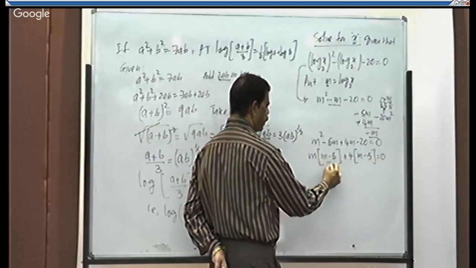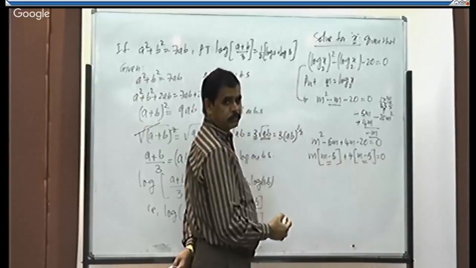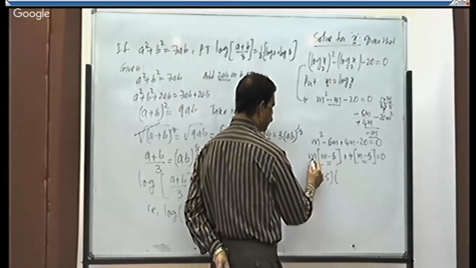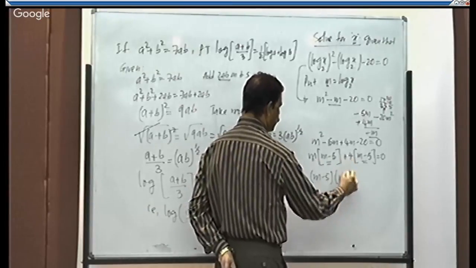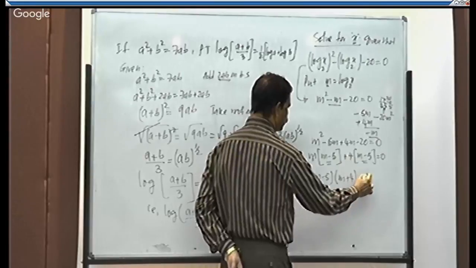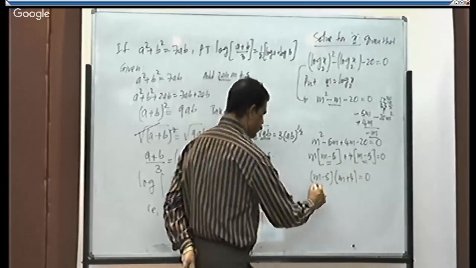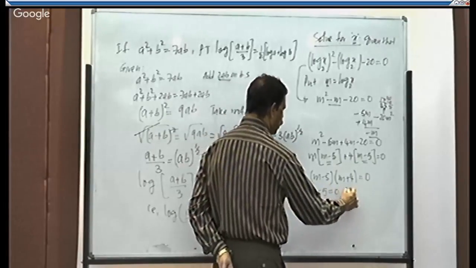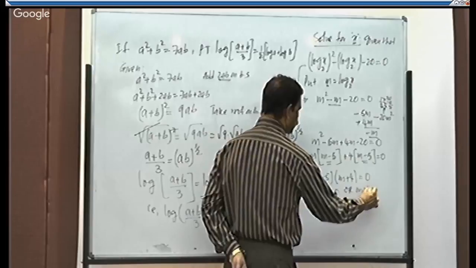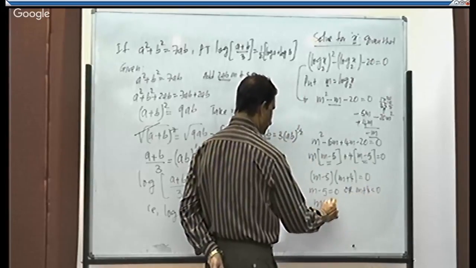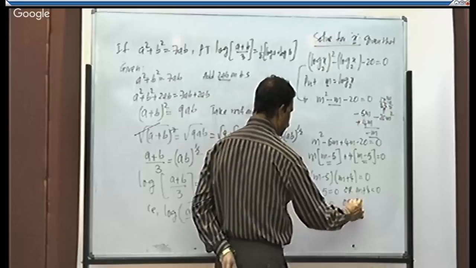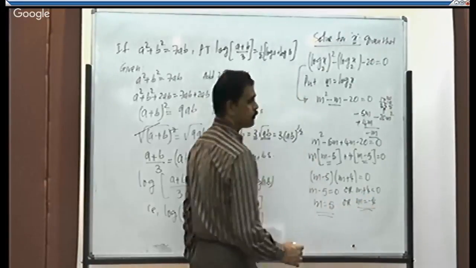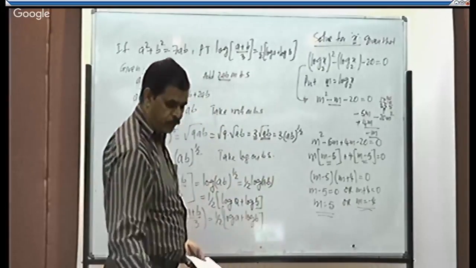So m minus 5 is again common, right? So (m minus 5) into what is remaining here? m. What is remaining here? Plus 4 is equal to 0. Right? With this, I can find the value of m. So m minus 5 is 0 or m plus 4 is equal to 0. Or m is equal to 5, or m is equal to minus 4. We got two values of m.